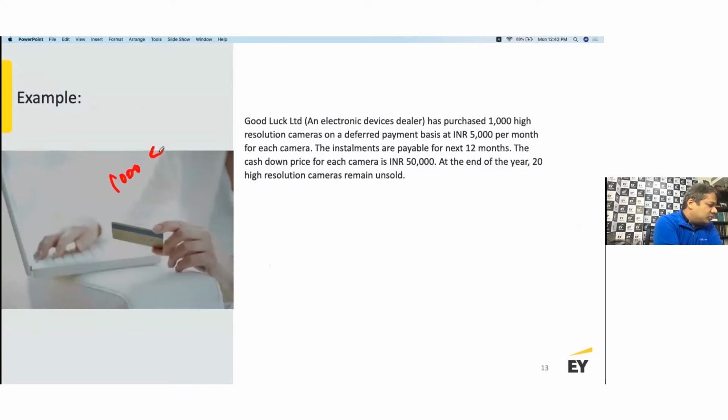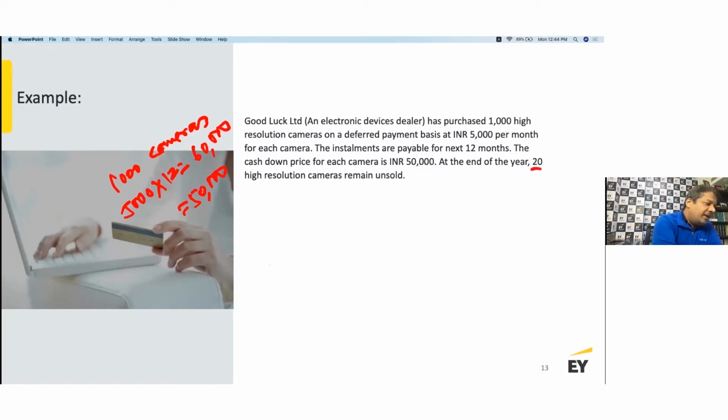1,000 cameras is what I'm buying. Okay, and I'm going to pay 5,000 per month. That means I'm going to pay into 12 is 60,000 per camera. All right. Now, if I were to do a cash down price for each camera, it is actually 50,000. That means I'm paying an interest of how much? Almost 10,000.